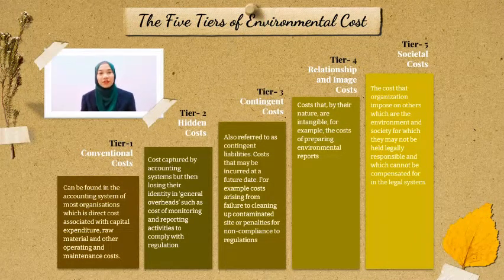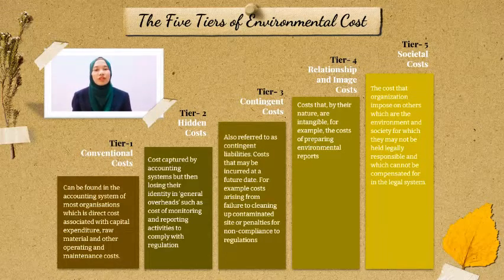There are five tiers of environmental costs. The first tier can be found in the accounting system of most organizations, which is direct costs associated with capital expenditure, raw material, and other operating and maintenance costs. The second tier is costs captured by the accounting system but then losing their identity in general overheads, such as costs of monitoring and reporting activities to comply with regulations.